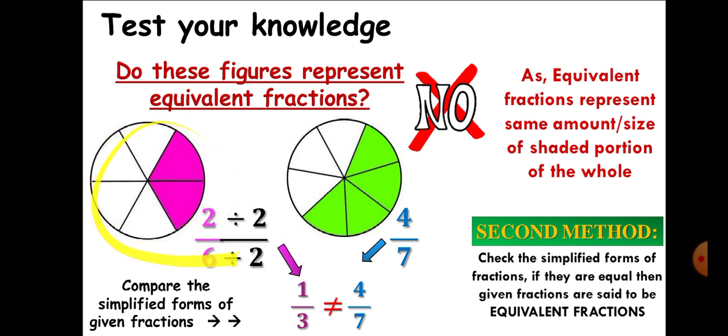This figure is 2 over 6, and this figure is 4 over 7. It has 7 total parts, 4 of them shaded, and the other has 6 total parts and 2 of them are shaded. First of all, you have to check their simplification. 2 over 6 is divided by 2, so that means it is 1 over 3, and 4 over 7 is not divisible by anything. So there is no possibility of multiplying or dividing 1 over 3 and 4 over 7 to match. As equivalent fractions represent the same amount and size of a shaded portion, these do not represent that, so they are not equivalent.